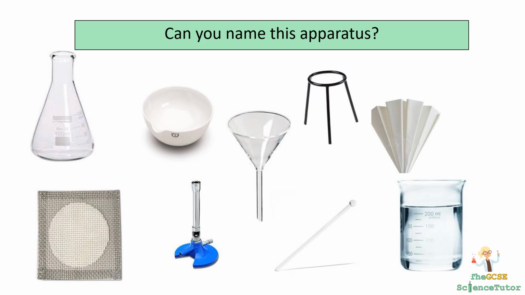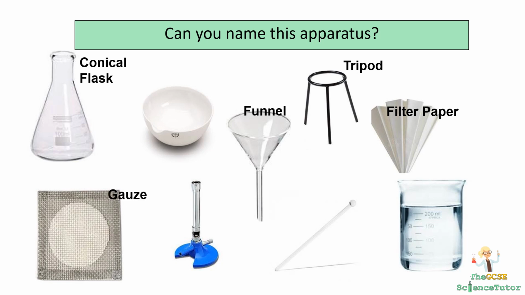Now, before we look at the process of separating these compounds, let's make sure we know the name of these apparatus. Pause the video now and try to have a guess at what their names are. We have a conical flask, filter paper, tripod, a funnel, a gauze, a Bunsen burner, an evaporating dish or basin, a beaker, and a stirring rod.